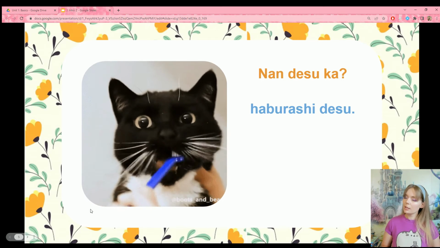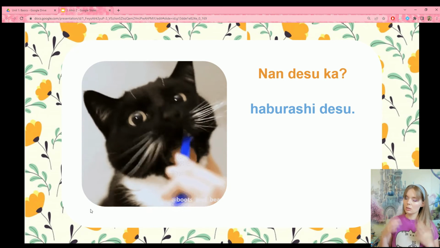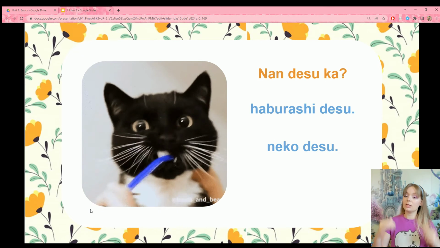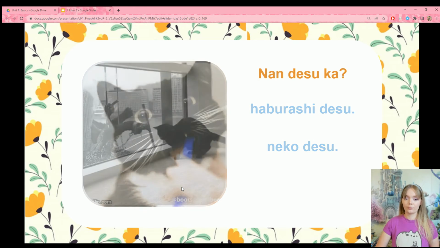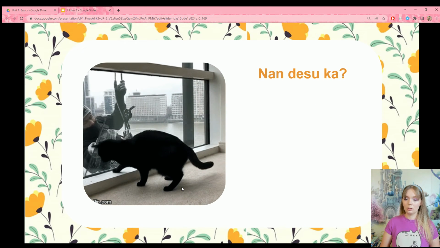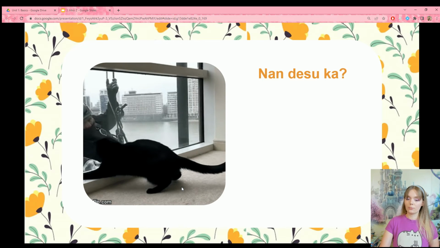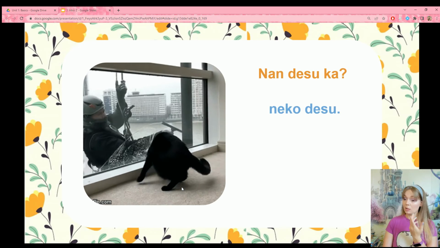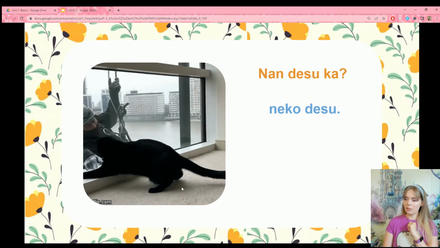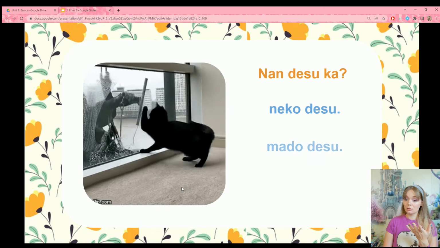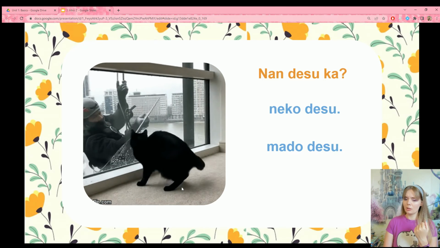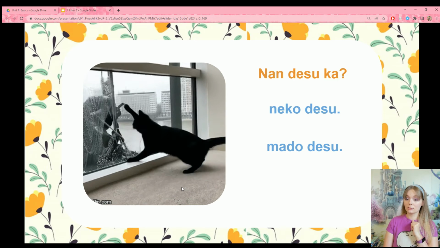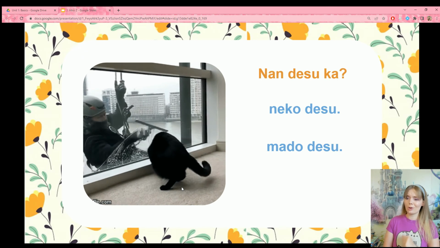Haburashi. How about the animal? What is it? Nan desu ka? Neko desu. It is a cat. Okay. Nan desu ka? Neko desu. What does that mean? It is a cat. What is the cat playing with? Nan desu ka? Mado desu. It is a window.